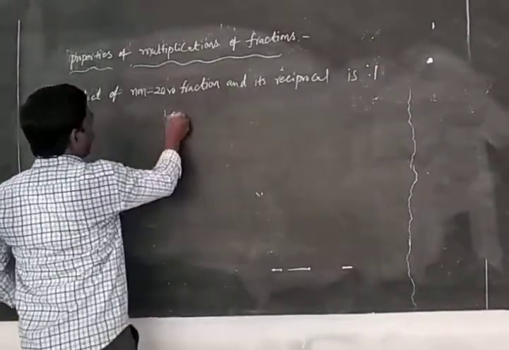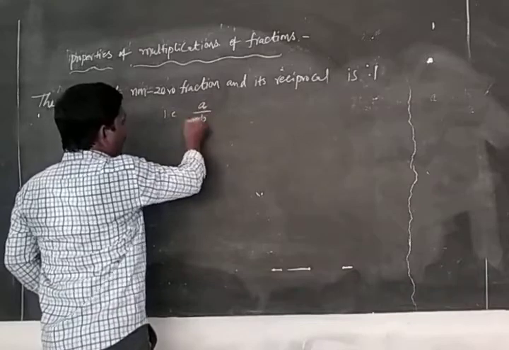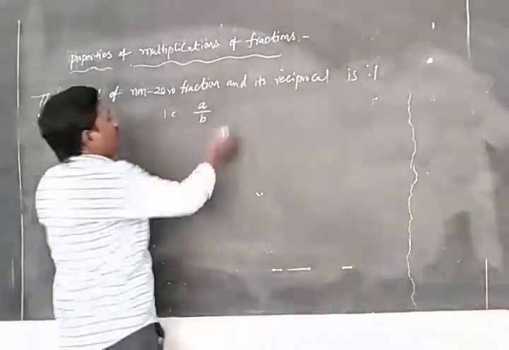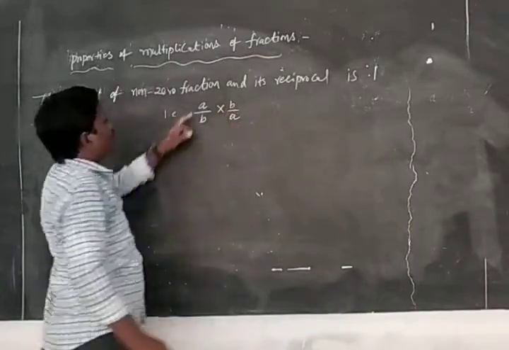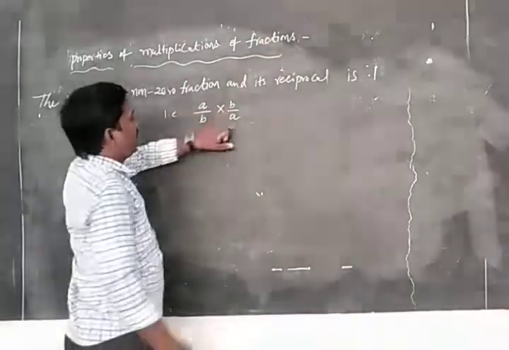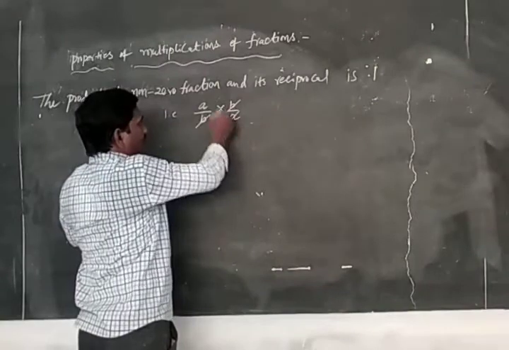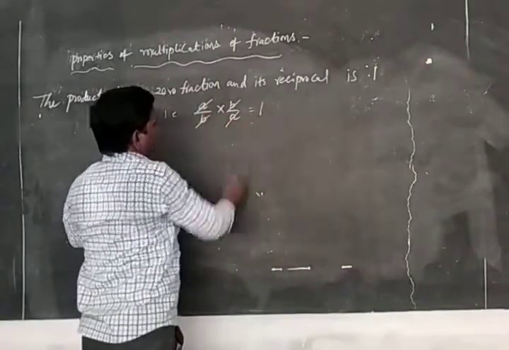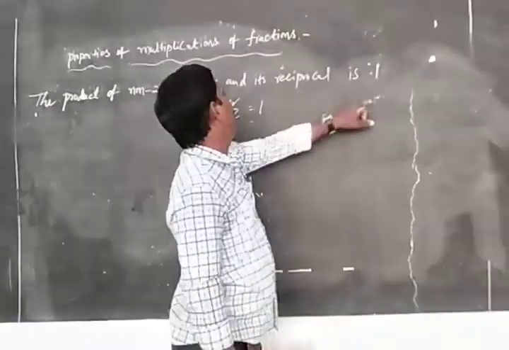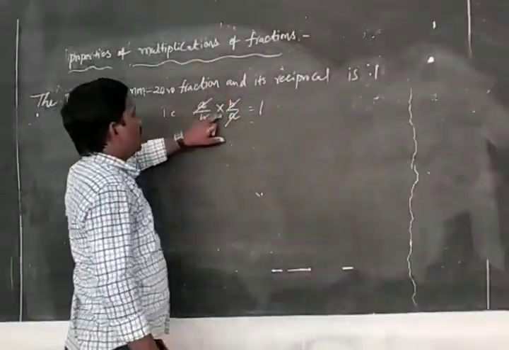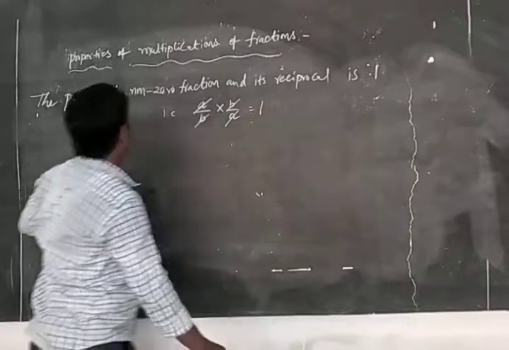Identity: a by b. What is its reciprocal? b by a. a by b, its reciprocal is b by a. b cancel, a cancel. What you got? 1. So the product of a non-zero fraction and its reciprocal is 1. a by b into b by a equal to 1.